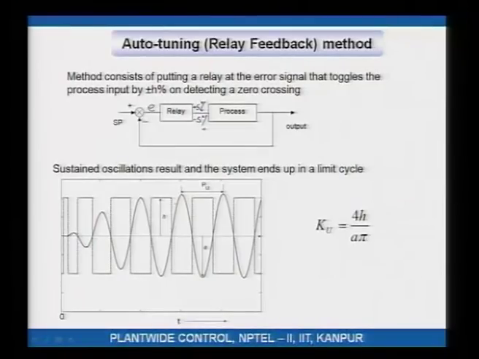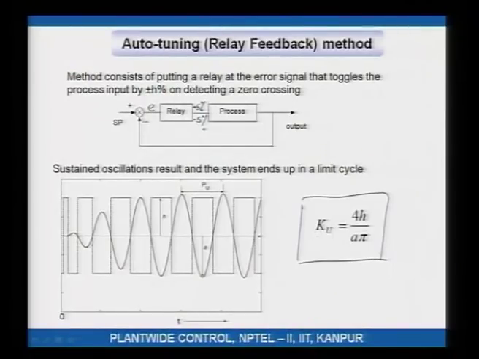Okay. The period of these sustained oscillations is considered as equal to the ultimate period, and from the amplitude of the oscillations in the output and the height of the pulse, plus 5%, minus 5%, plus 10%, minus 10%, that is something that you implement. So, from this you obtain Ku as this guy. The ultimate gain is estimated as 4 times the height of the pulse, the height of the relay toggling, divided by the amplitude of the oscillations in the output times pi. This is how you estimate Ku.